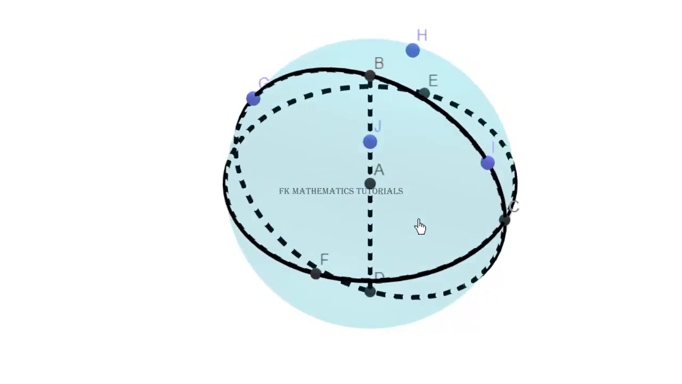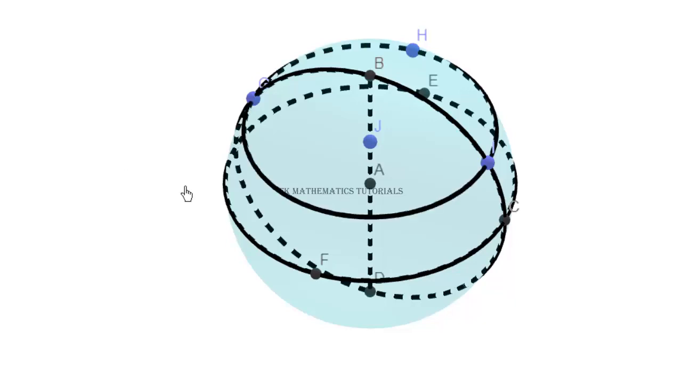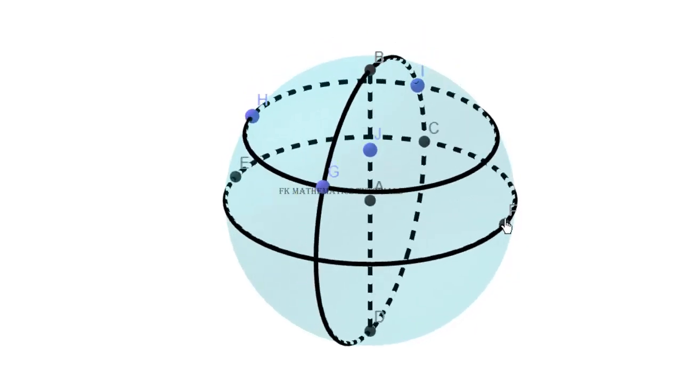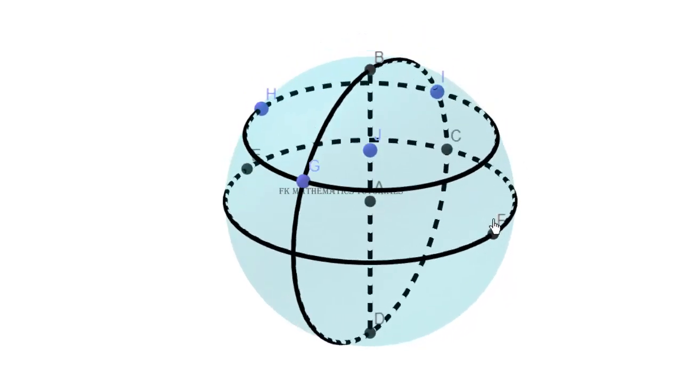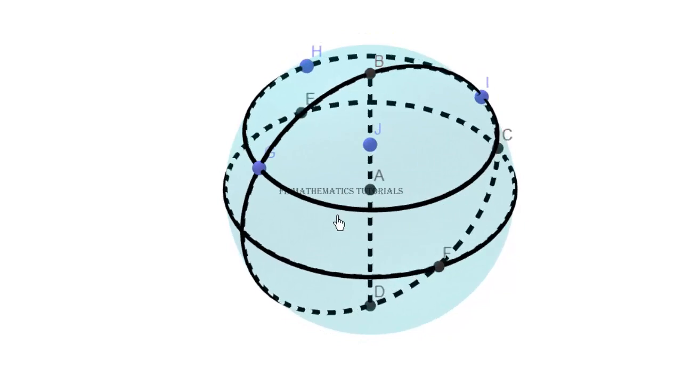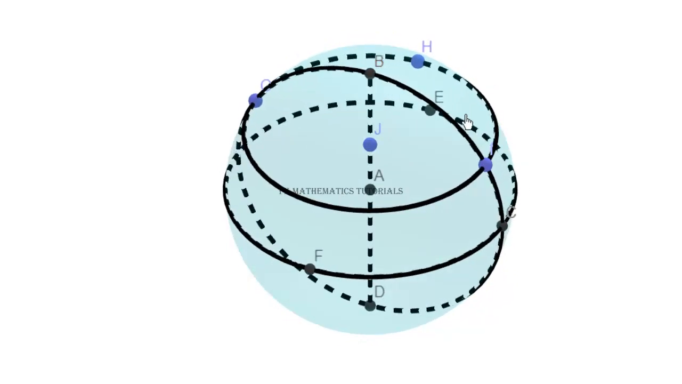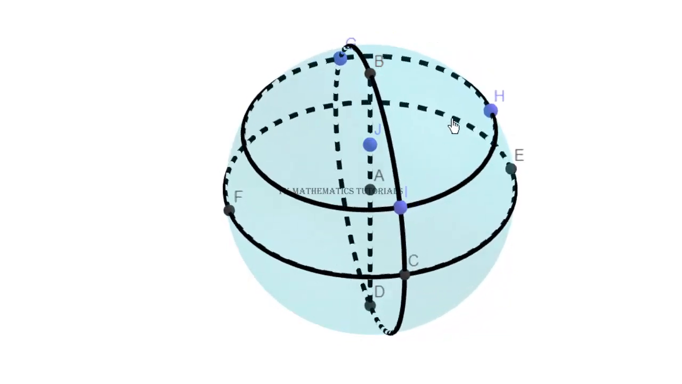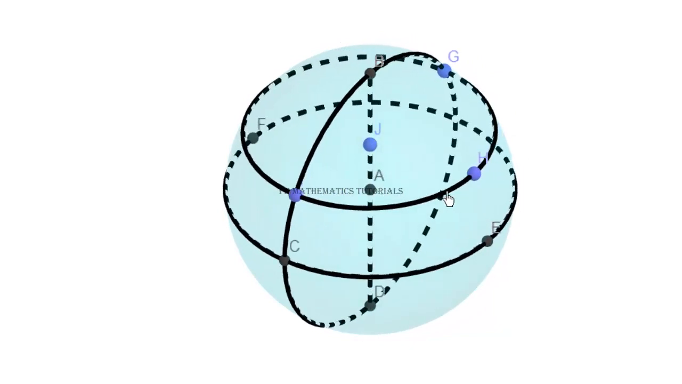Now, if we draw another circle that is parallel to this equator, it forms a small circle. So this circle at the top here is a small circle because the radius is not equal to the radius of the Earth.